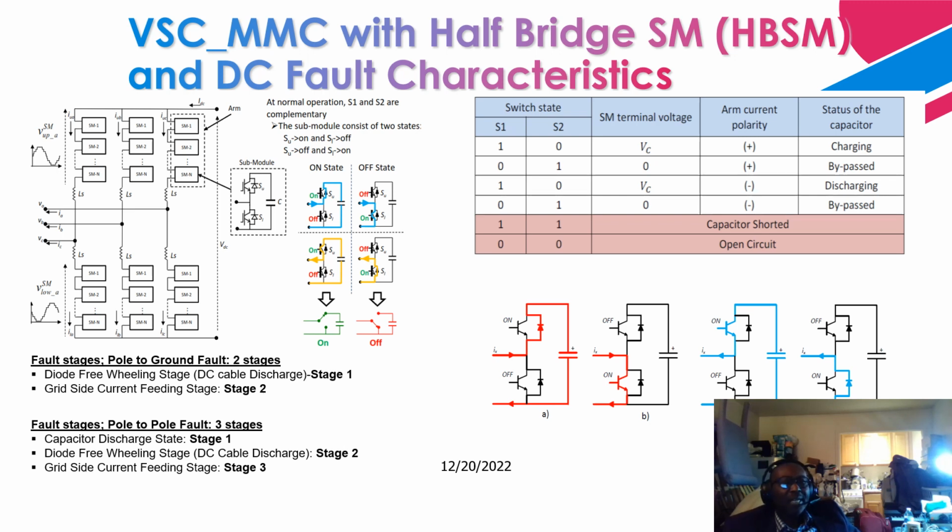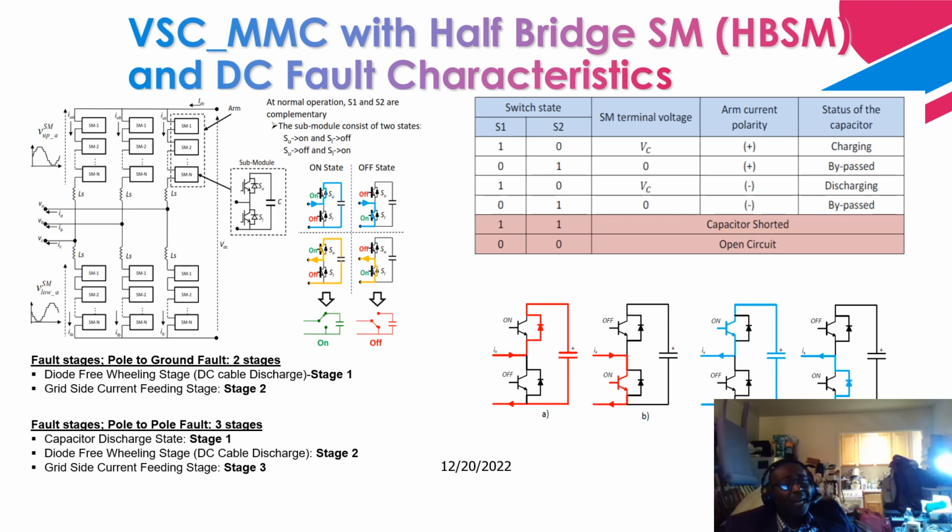Now let's talk about the different fault characteristics of the half-bridge submodule, especially when you have a half-bridge converter integrated to an offshore wind farm with a DC transmission cable. It has a converter on the offshore facility and a converter on an onshore facility, and the onshore converter is integrated to the AC grid. This is the DC section, this is the AC section of the converter. If you have a DC pole-to-ground fault right over here, this is what is going to happen.